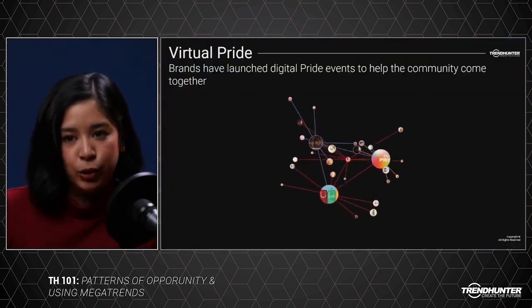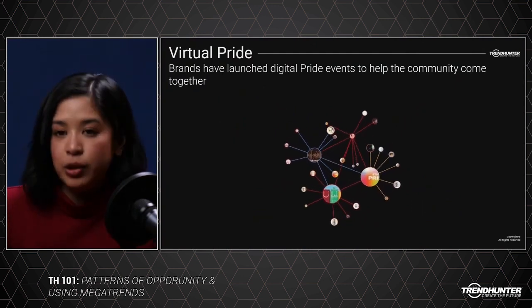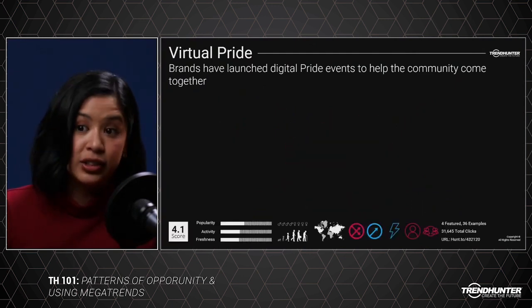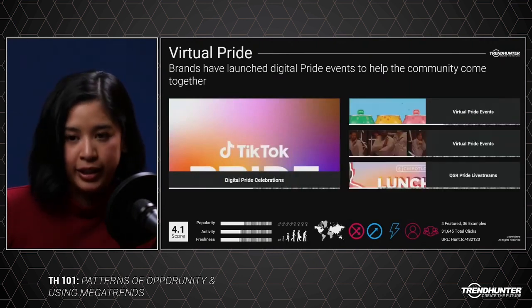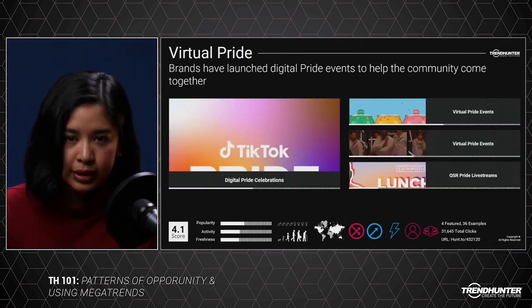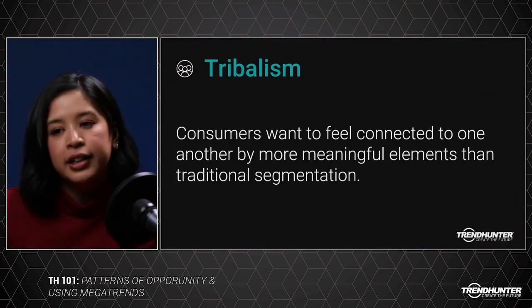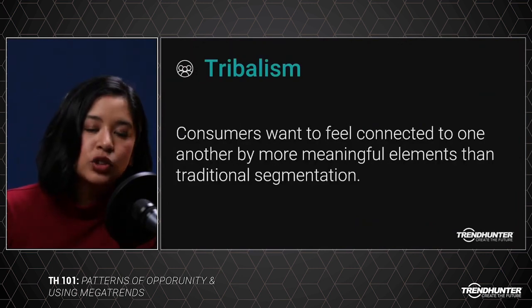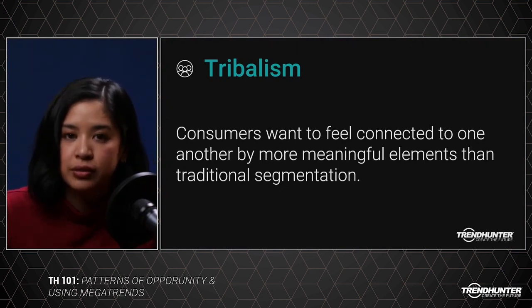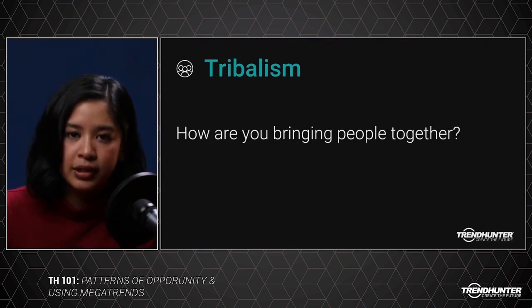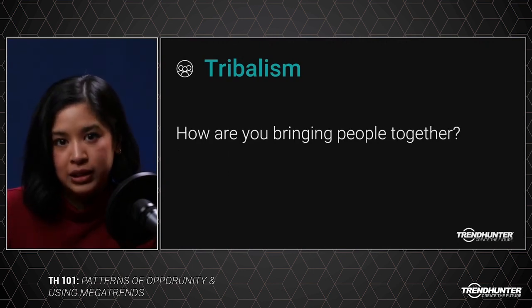Virtual Pride is a great example of this. So during the pandemic, we saw brands launching digital Pride events to help the community come together and continue to celebrate even if they weren't able to do so in person. Tribalism looks at the fact that consumers want to feel connected to one another by more meaningful elements than just traditional segmentation. So how are you bringing people together?